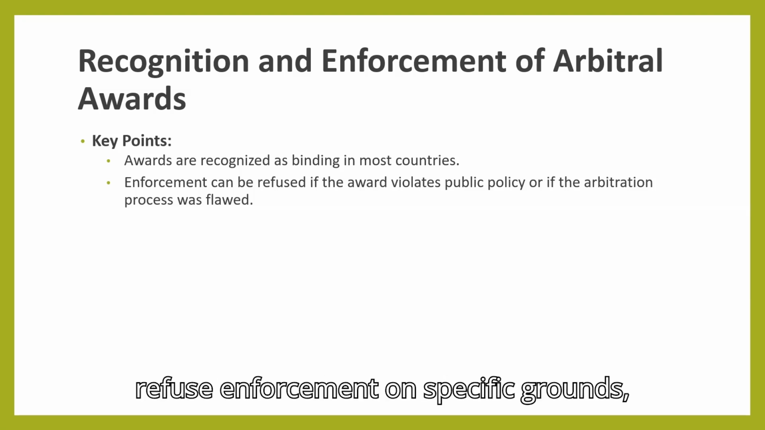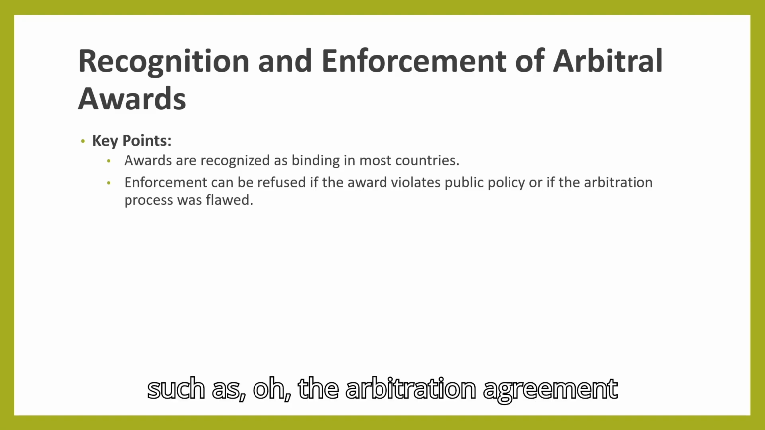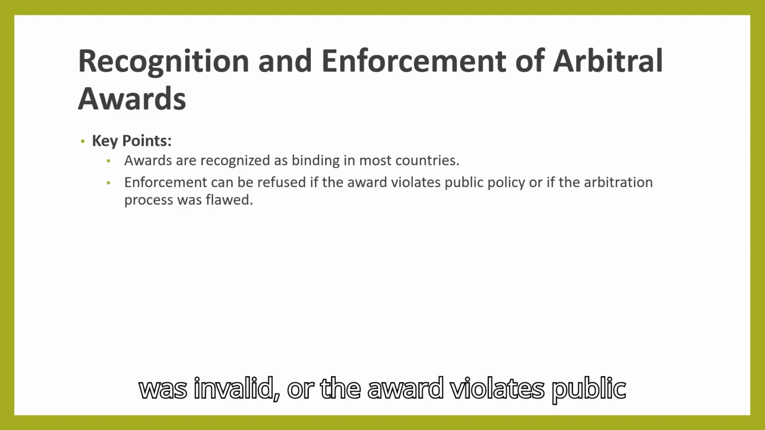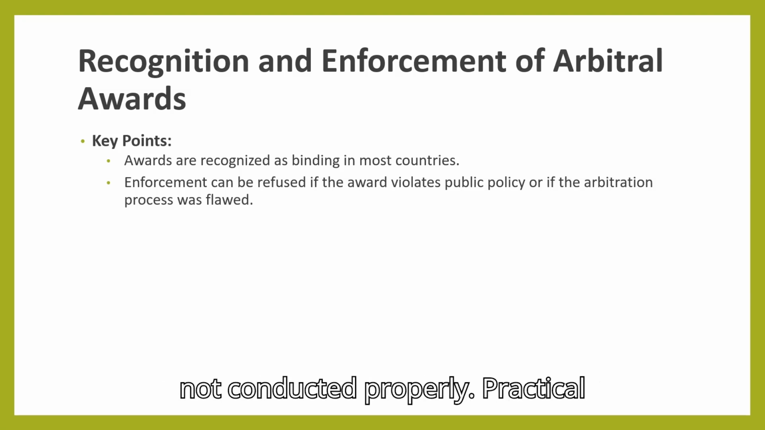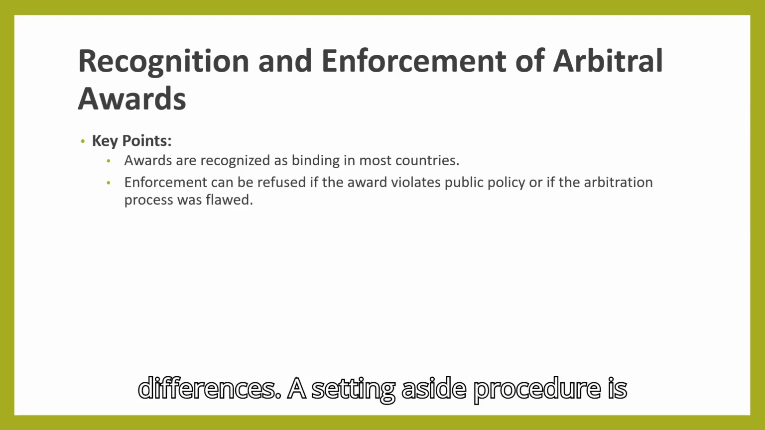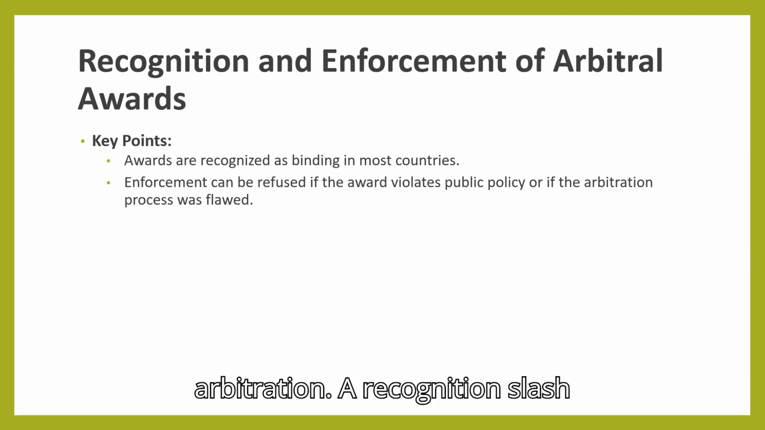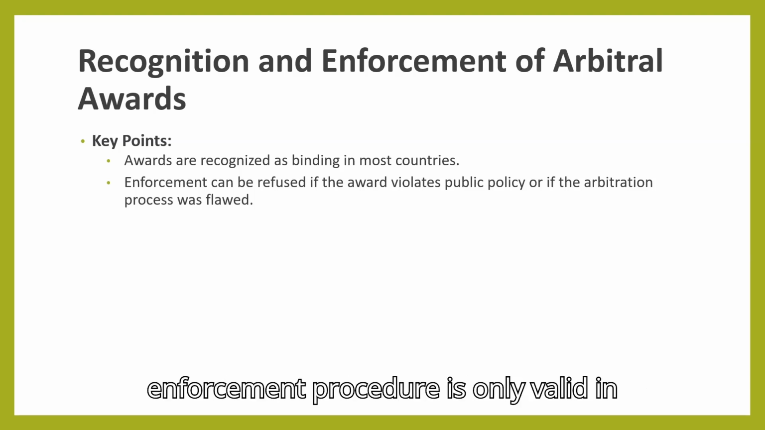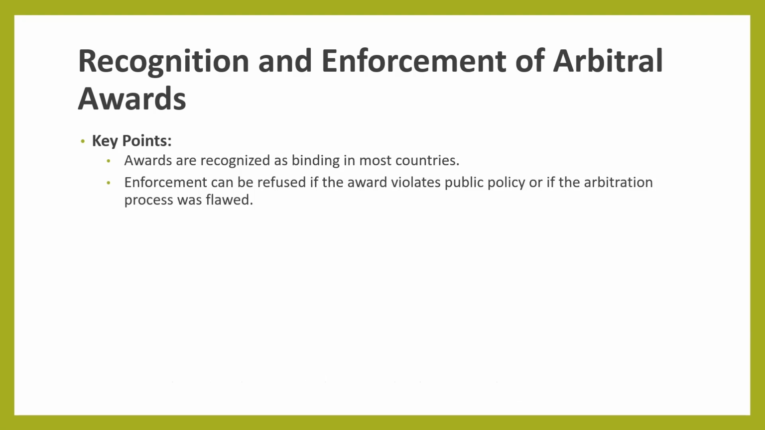Courts can only refuse enforcement on specific grounds, such as: the arbitration agreement was invalid; the award violates public policy; the arbitration process was not conducted properly. Practical differences. A setting-aside procedure is effective in all states involved in the arbitration. A recognition/enforcement procedure is only valid in the state where the party seeks enforcement.